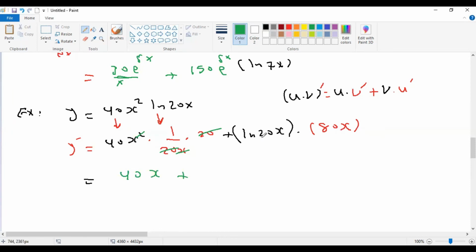See, students, here you have ln times 80 times x, so you have to write it in this way. First you have to write 80x, and then write ln 20x. Don't multiply 80 by 20, that's wrong, because you can't enter this 80 inside this ln. So you have to write 80x, then ln, or sometimes they put a bracket to avoid the mistake, which is up to you. Okay, so now this is the final answer.